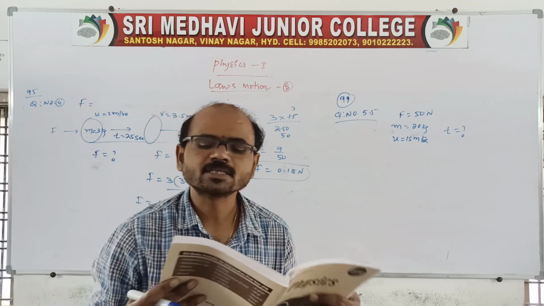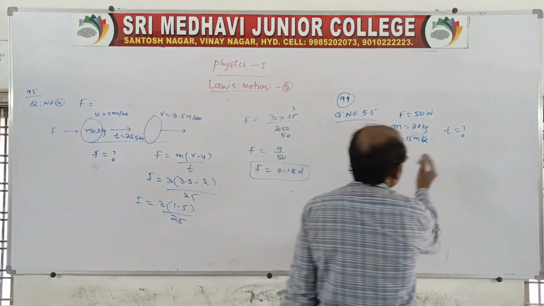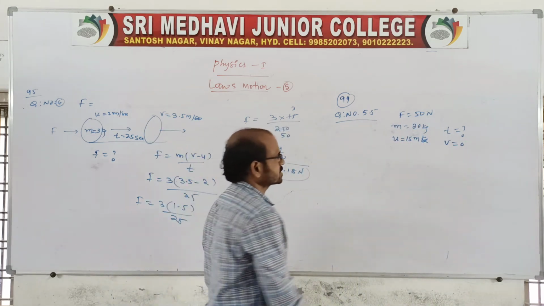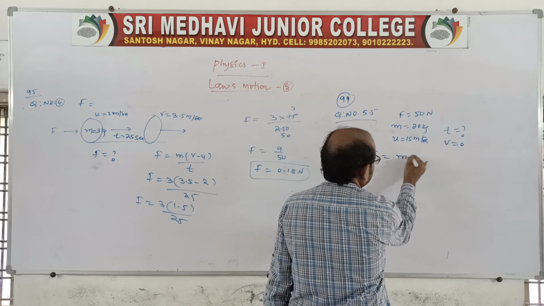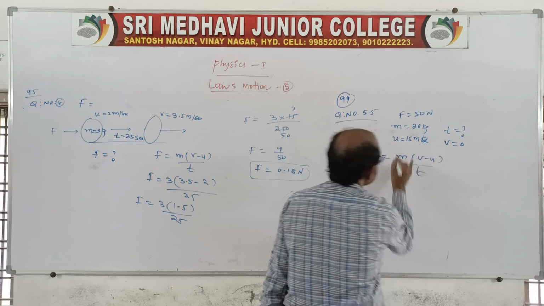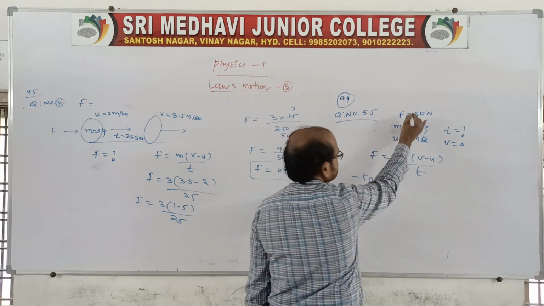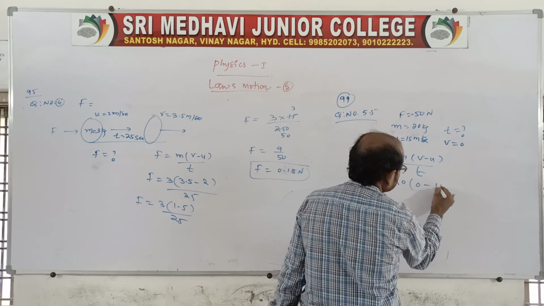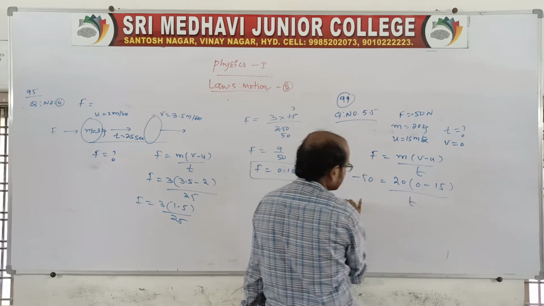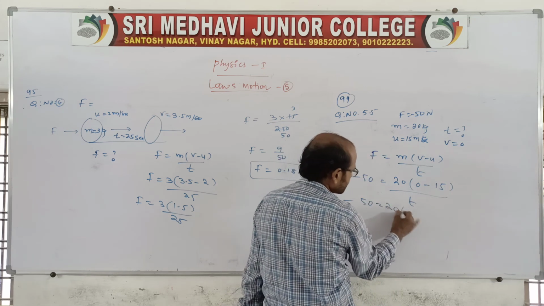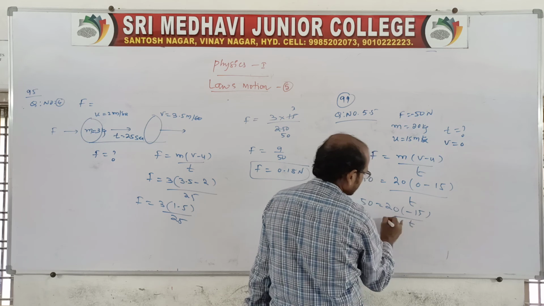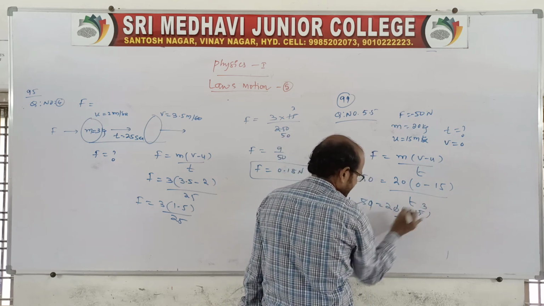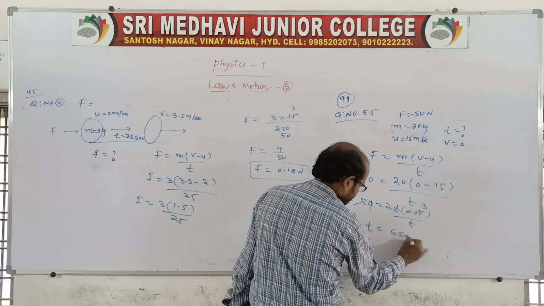It is moving with the velocity given, and we are asked how long it takes to stop. That means the final velocity becomes 0. You take F is equal to m into (v minus u) by t. The force is 50 Newton, minus since it is retarding. Mass is 20, and v minus u is 0 minus 15, by time t. So minus 50 is equal to 20 into minus 15 by t. The minus signs cancel, and the time will be 6 seconds.